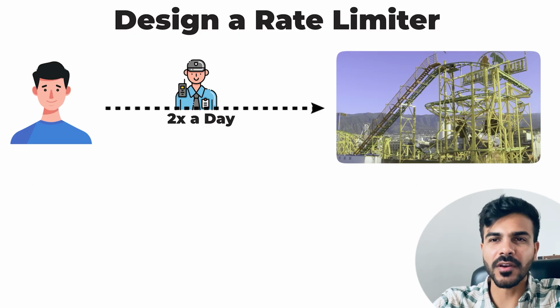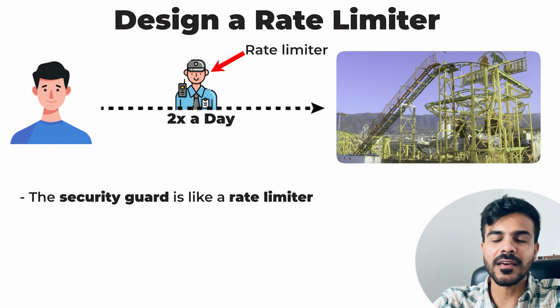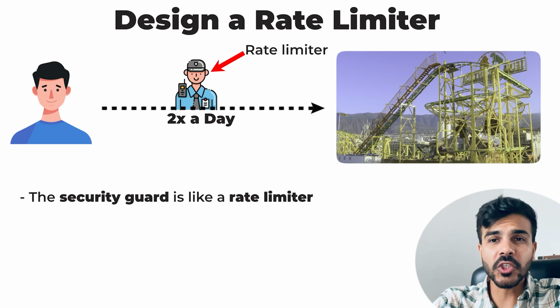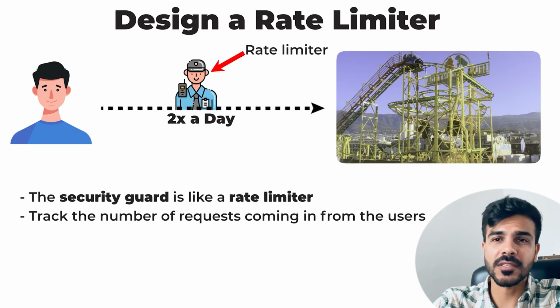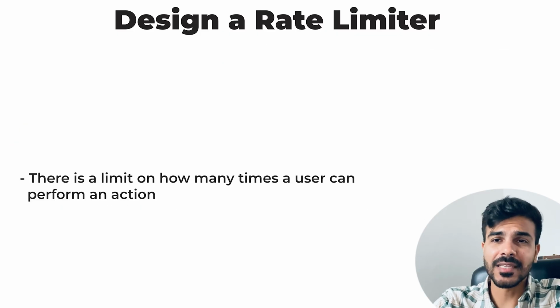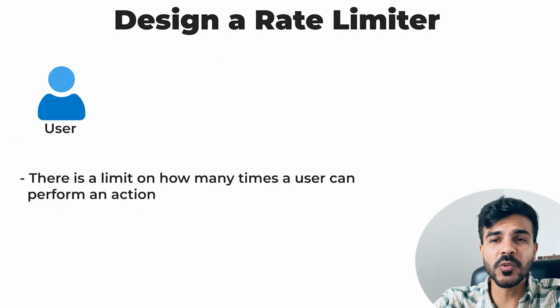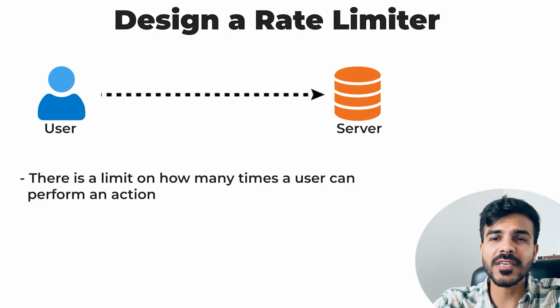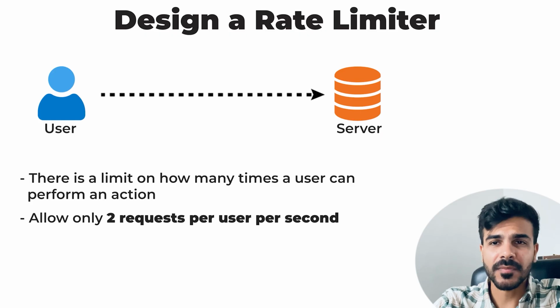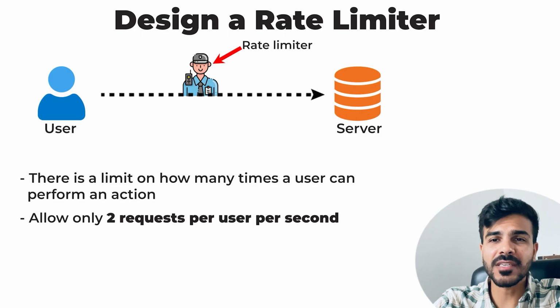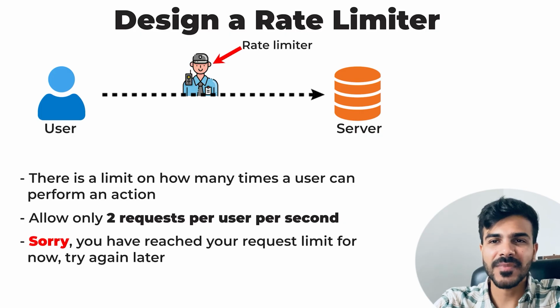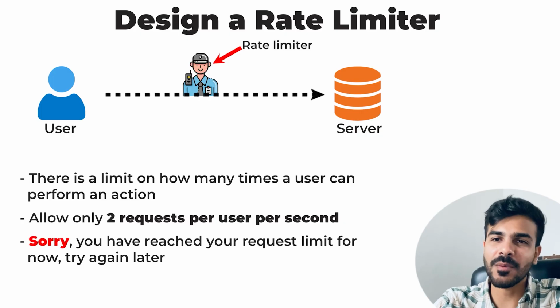In the world of software, the security guard is like a rate limiter. Its job is to track the number of requests coming in from the users. Now, just like the roller coaster, there is a limit on how many times a user can perform an action, like sending a request to the server in a specific time period. For example, if we allow only 2 requests per user per second, once a user hits that limit, the rate limiter steps in and says, "Sorry, you have reached your request limit for now.